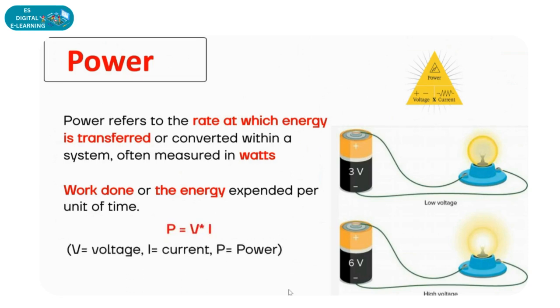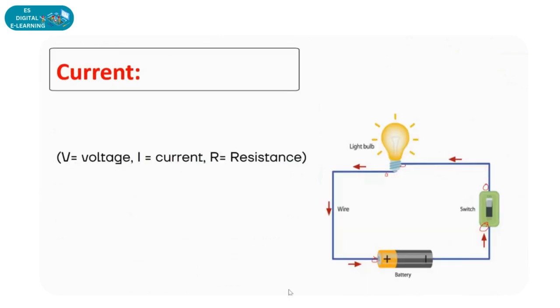Okay, so the relation of this is P equals V into I. Here power, voltage, and current are in the formula. And we need to discuss the current. Current, we know, is the flow of electrons in a circuit.